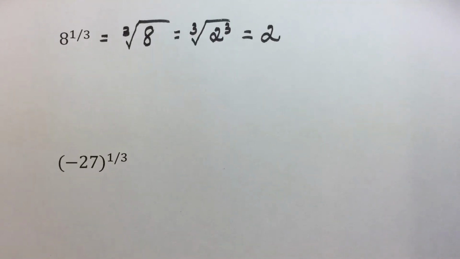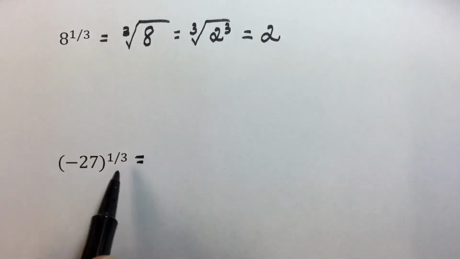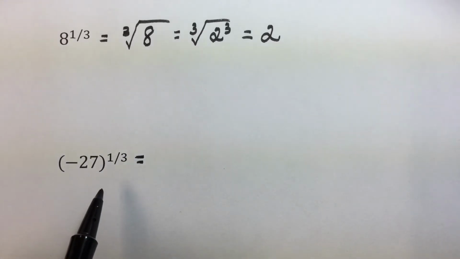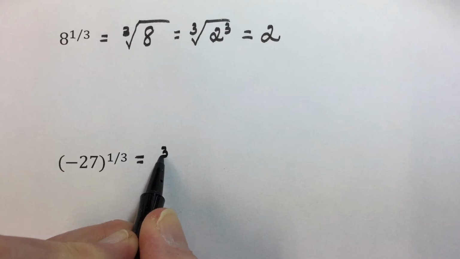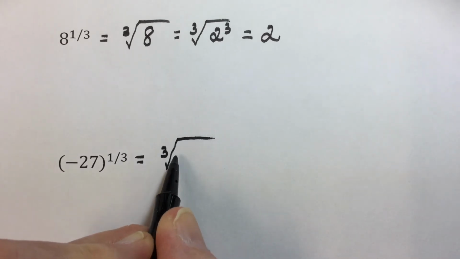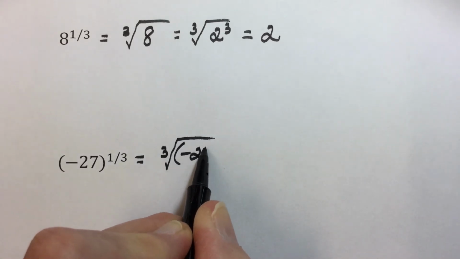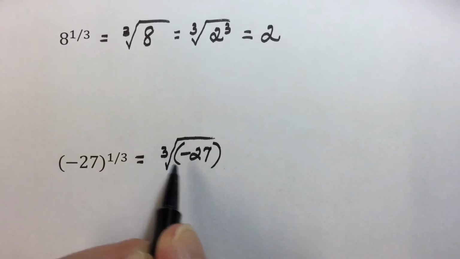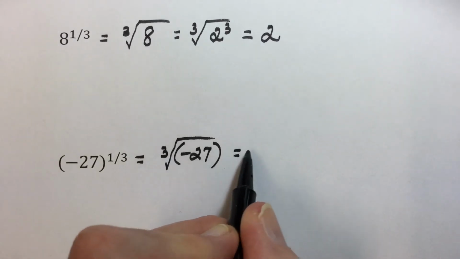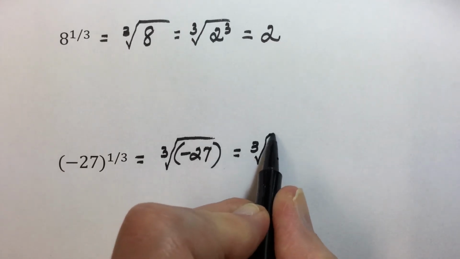In this next example, we have the base, negative 27 to the 1/3 power, which translates from this exponential form into the radical form of an index of 3 on our radical of negative 27. Here we're taking an odd root of a negative number, which we can do.